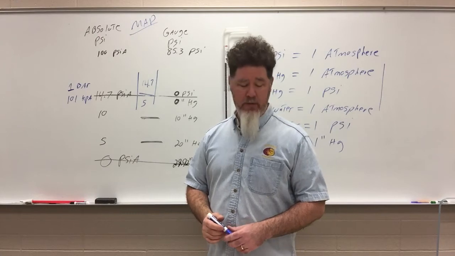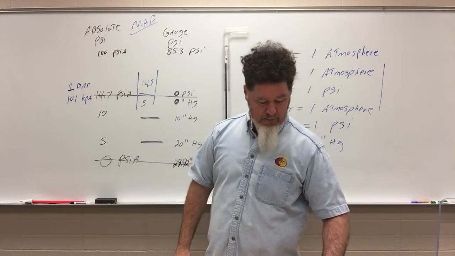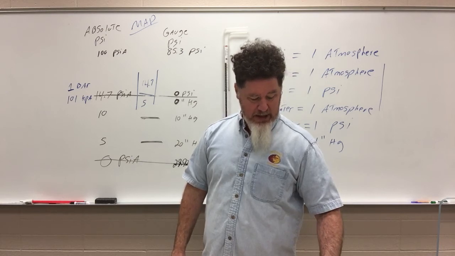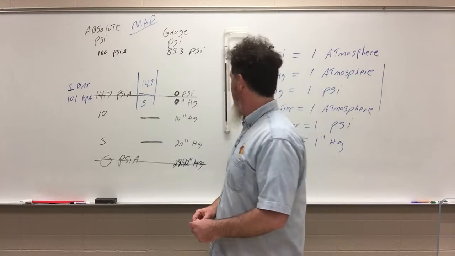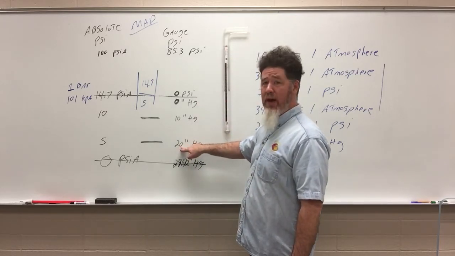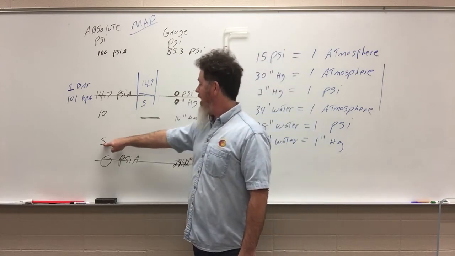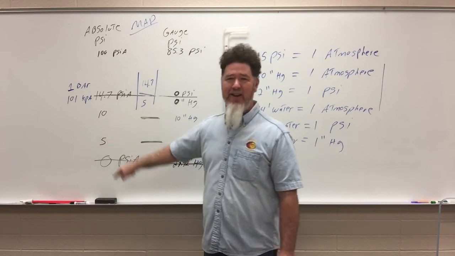The next question is, what's the absolute pressure in the manifold of an engine idling at 20 inches of manifold vacuum? About how many PSIA? Well, if I'm at 20 inches of vacuum, then my PSIA is going to be around 5. And let me tell you a story.